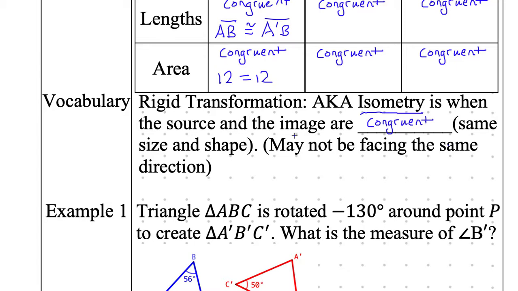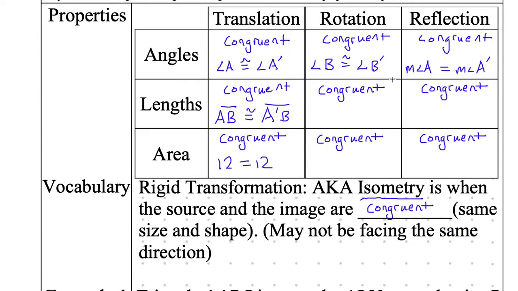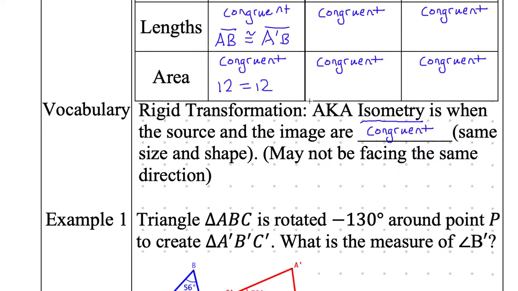So let's see how to actually use the fact that everything here is still congruent. And this table will be expanded. We'll talk about dilations, and then these things might not necessarily be true, at least in terms of the lengths and the area. Angles we'll talk about.